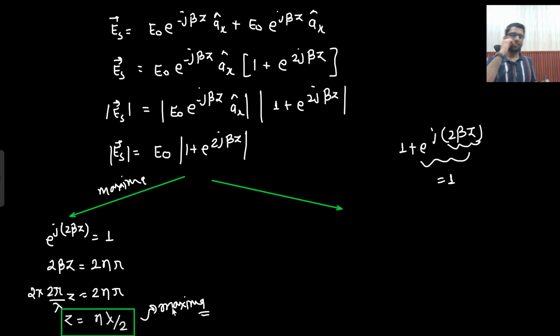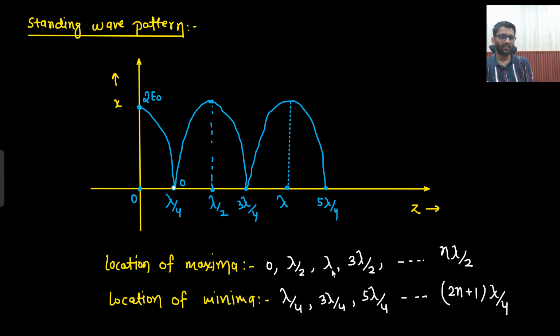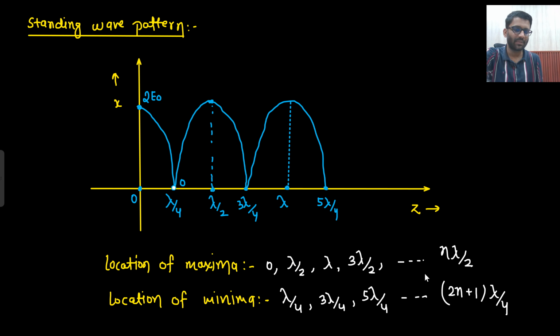Is that clear to you? So if you put z equals 0, 1, 2, 3, first you will get 0, lambda by 2, lambda, 3 lambda by 2. Was that the same location? What was the location of maxima? 0, lambda by 2, lambda, 3 lambda by 2. This we did with the whole analysis, and then we got this final expression.